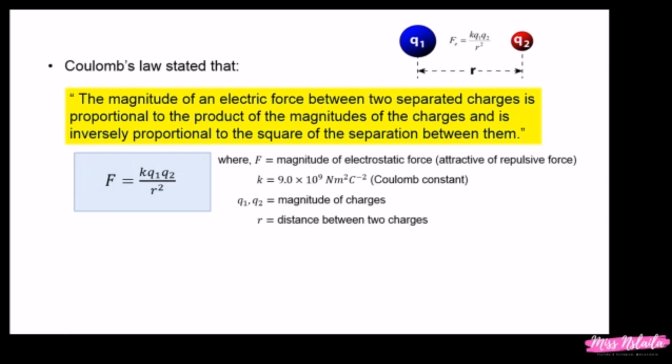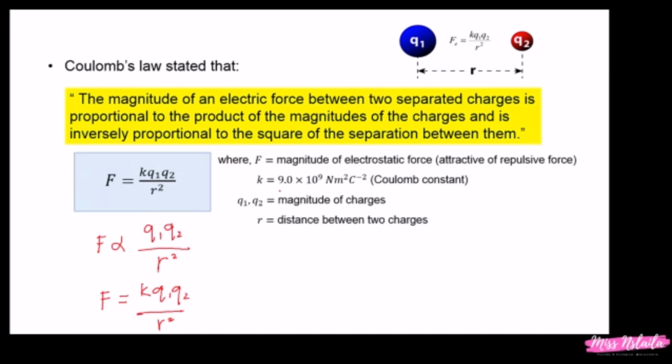Coulomb states that the magnitude of an electric force between two separated charges is proportional to the product of the magnitudes of the charges and is inversely proportional to the square of the separation between them. This statement defines the equation: force is directly proportional to the magnitude of the charges and inversely proportional to the square of the separation between them. To make it an equation, we need to put a constant here, so it will be F equal to K Q1 Q2 over R square.